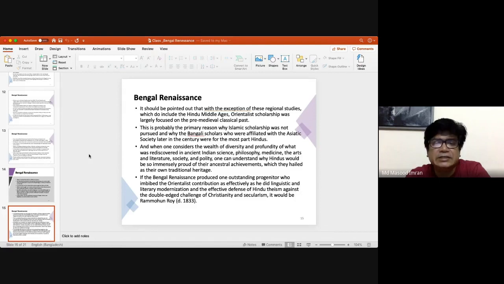If the Bengal Renaissance produced one outstanding progenitor who embodied the Orientalist contribution as effectively as he did linguistic and literary modernization and the effective defense of Hindu theism against the double-edged challenge of Christianity and secularism, it would be Ram Mohan Roy. So in the Bengal Renaissance, Ram Mohan Roy is a very, very revolutionary and different character who always challenged Christianity and was also very skeptical about secularism. He is not that clear about the notion of what the Europeans wanted to establish here. And also he was very critical about Hinduism and Hindu Dharma.